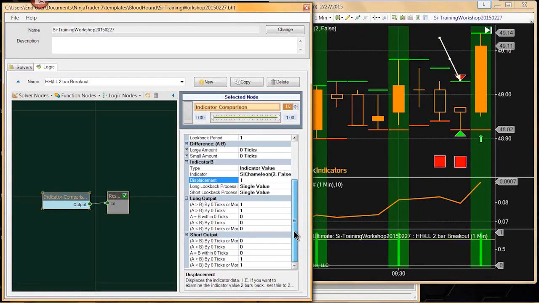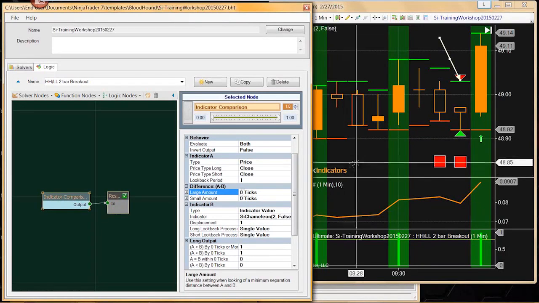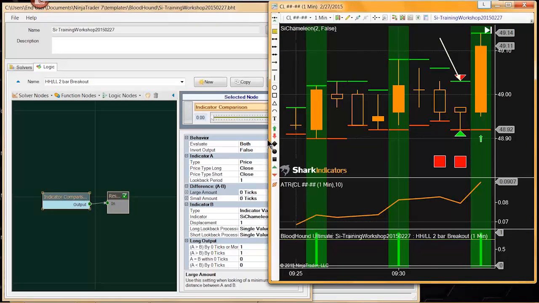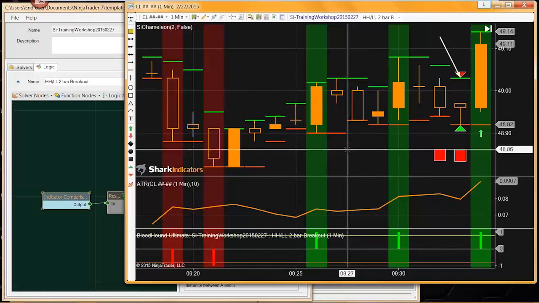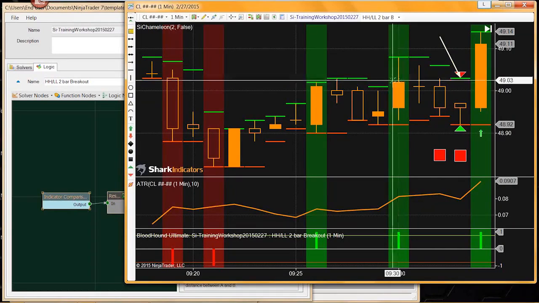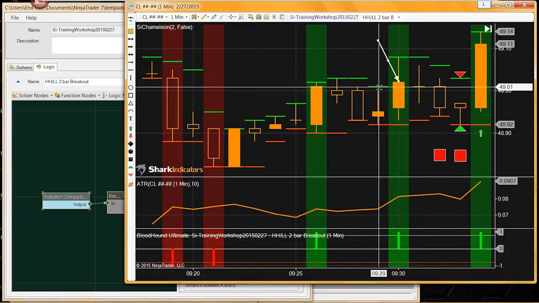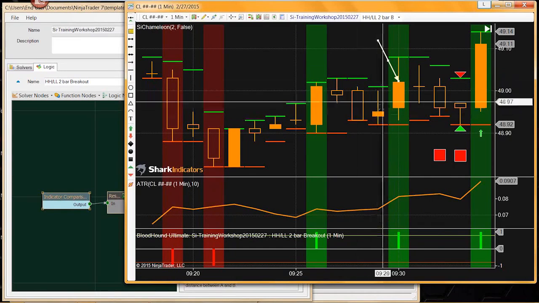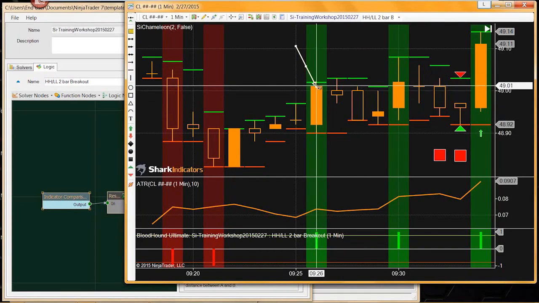And that's all we had to do. That's it. We're just looking for a breakout by any amount, so we'll leave this at 0 ticks. As we look through this, you can see the closing price on this bar here broke above the previous 2 bars' highs. Same there.